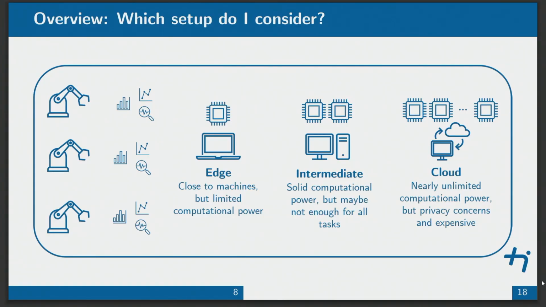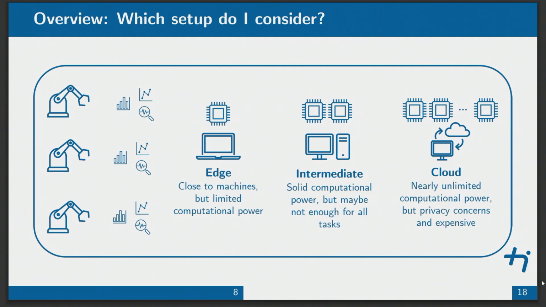The setup that we considered in this paper is quite similar to the setup I proposed in the beginning. We again have a production line with multiple machines, and these machines generate data, and we want to do quality predictions. And here we assumed that in a smart factory, we have roughly three abstract levels of compute devices with different capabilities. First of all, in the lowest tier, we have edge devices. These edge devices are very close to machines, but have limited computational power.